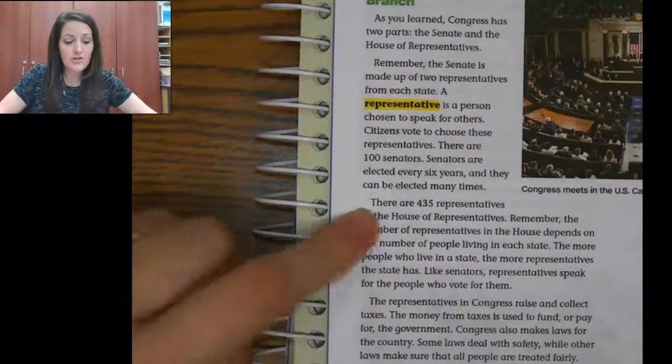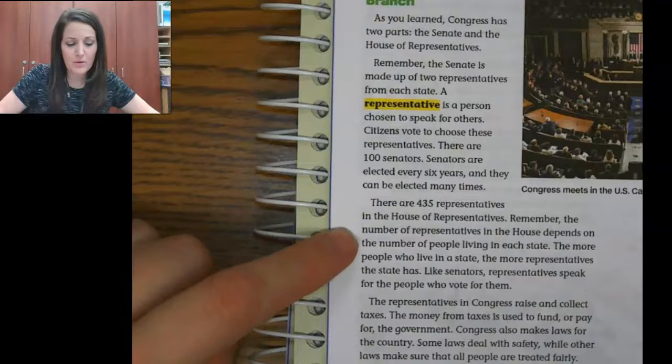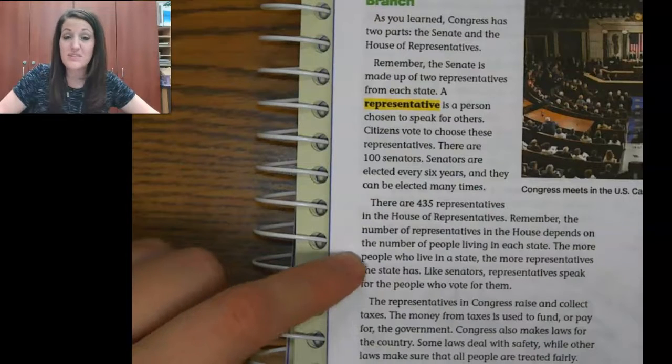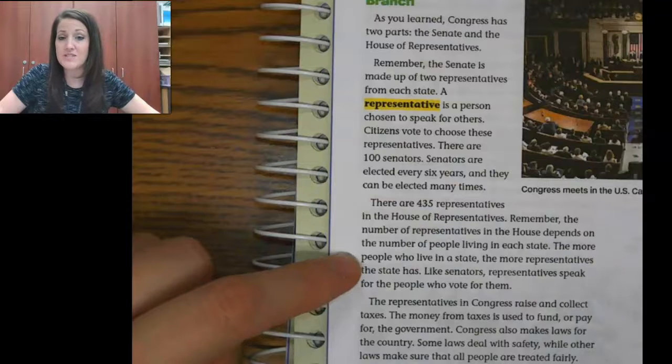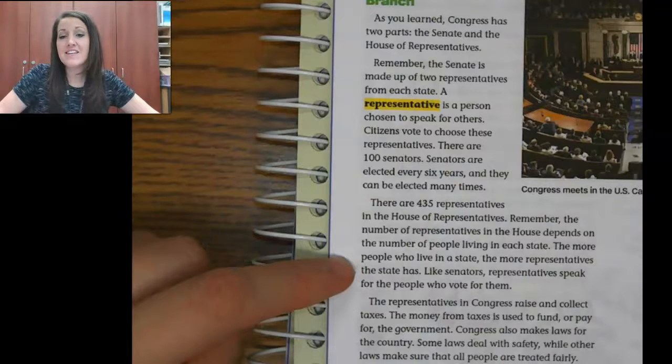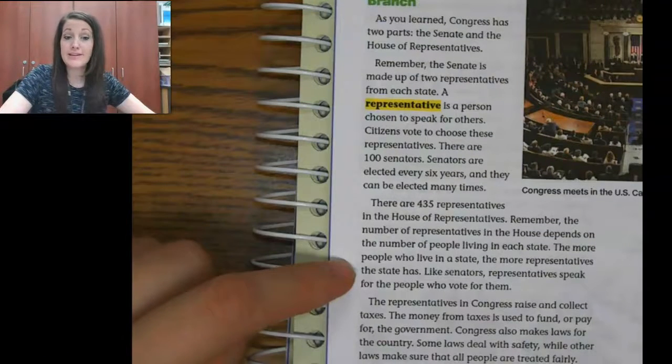There are 435 representatives in the House of Representatives. Remember, the number of representatives in the House depends on the number of people living in each state. The more people who live in a state, the more representatives the state has. Like senators, representatives speak for the people who vote for them. Let's see how many representatives we have for Indiana.